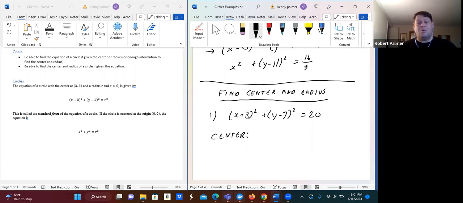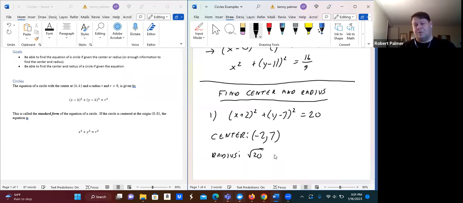So here we're given the coordinates of both. Here, this is a 2, but remember our signs change. So this is a negative, this is a positive. That means this becomes −2, sign switch, and this becomes +7. So this circle is centered at (−2, 7). Now the radius is going to be the square root of this. This is squared, so it's going to be the square root of 20.